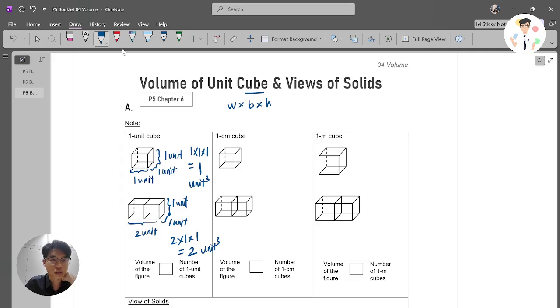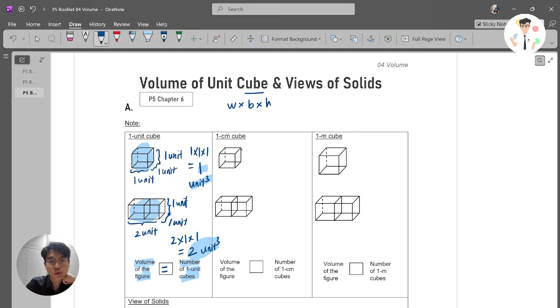So now you will notice one very interesting thing. When I have 1 unit cube here, my volume is 1 unit cube. When I have 2 unit cube here, I will have 2 unit cube. And that is what I want to actually remind you here today. The volume of the figure, which is this one, is actually the same as the number of 1 unit cubes. So what you are supposed to write here is equal.